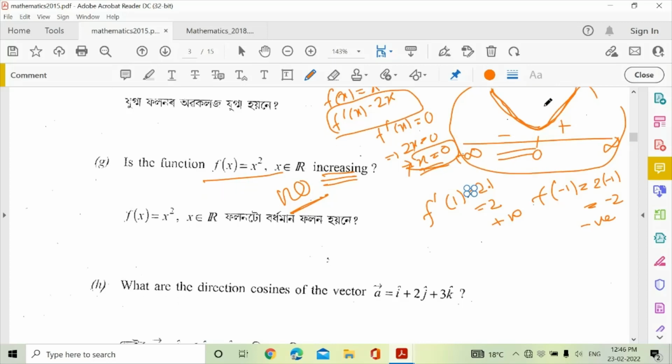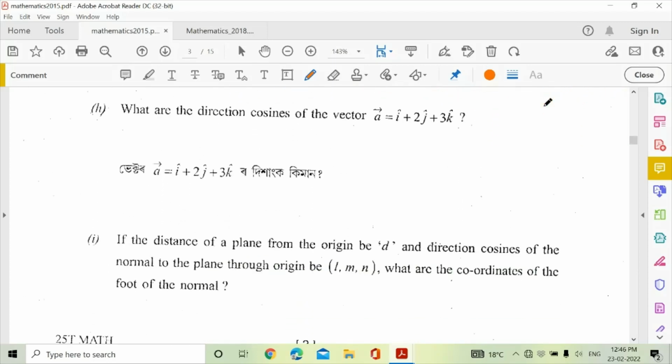Okay, so let us consider another example. Direction cosines. Remember that three numbers will be known as direction cosines if they satisfy this condition: a square plus b square plus c square equal to 1. Otherwise, they will be known as direction ratios. Now, what is the coefficient of i cap? 1. What is the coefficient of j cap? 2. And what is the coefficient of k cap? 3. Is the sum of their squares equal to 1?